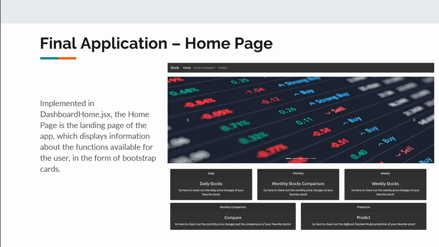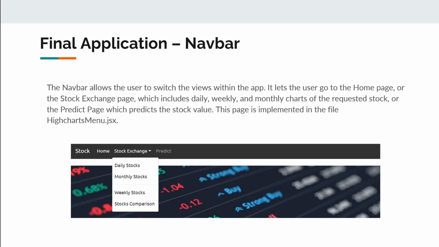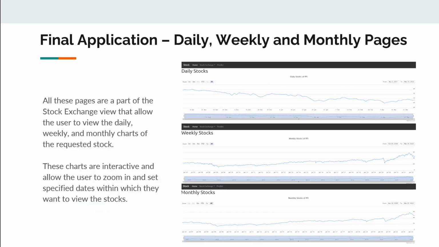So this is our final application's homepage. It is implemented in dashboard home.jsx and it is the homepage or the landing page of the app. It displays information about the functions available for the user in the form of Bootstrap cards. So this is our Navbar page. The Navbar allows the user to switch the views within the app. It lets the user go to the home page, or the stock exchange page, which includes the daily, weekly, and monthly charts of the requested stock, or the predict page, which predicts the stock value. This page is implemented in the file highchartsmenu.jsx.